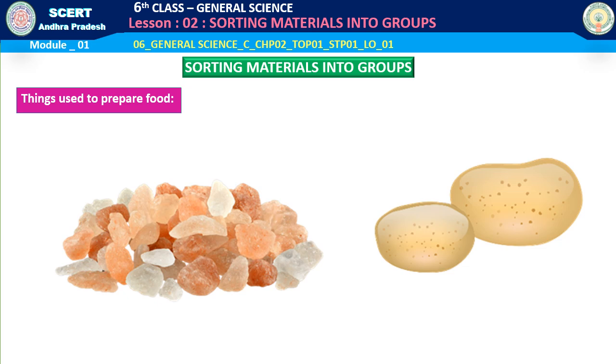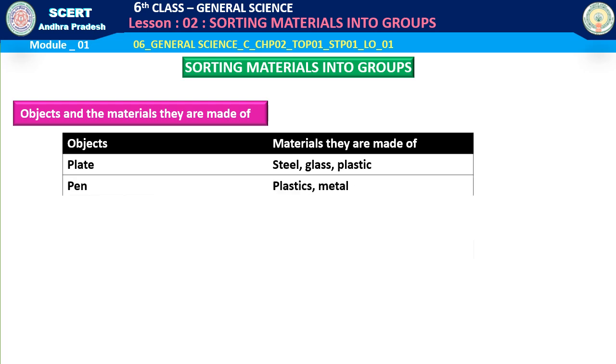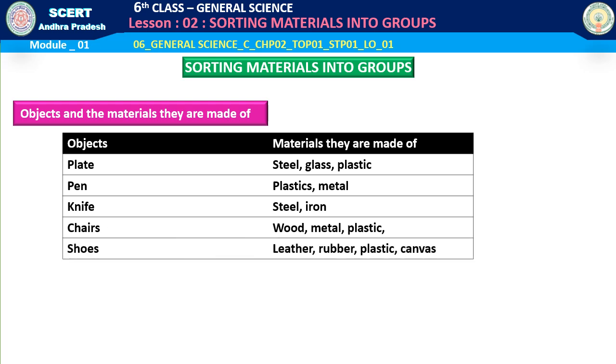Let us group objects and the materials they are made of. If we take plate as an object, it is prepared from materials like steel, glass and plastic. Pen is made of plastic or metal and knife is made of steel or iron. Chairs are made of wood, plastic or metal and finally shoes are made of leather, rubber, plastic or canvas. Let us group different types of objects that are made up of same material.